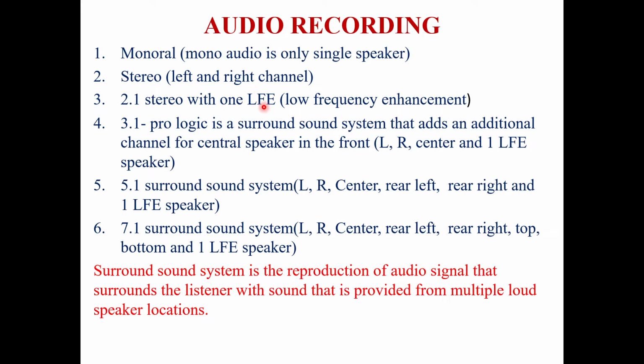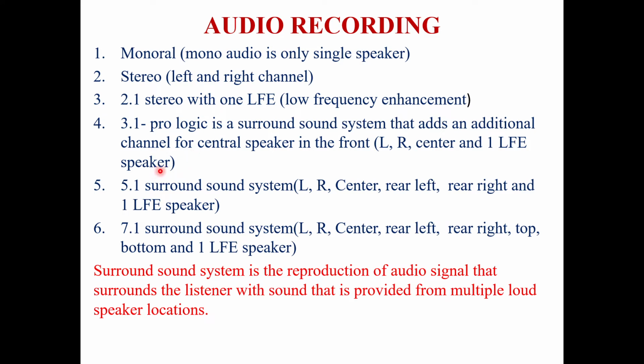If it is at the recording side, you will have three mics: two main mics, which you put left and right, and one for the low frequency processing. This is called a dedicated mic at the recording side and a dedicated speaker at the receiver side. 3.1 ProLogic is a surround sound system that adds an additional channel for a central speaker in the front. In 2.1 there is left, right, and LFE; in 3.1 there will be left, right, center and one low frequency effect speaker.